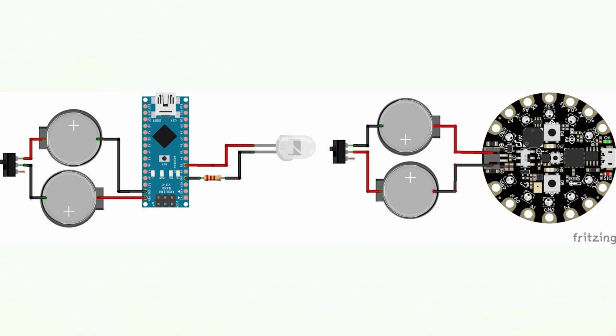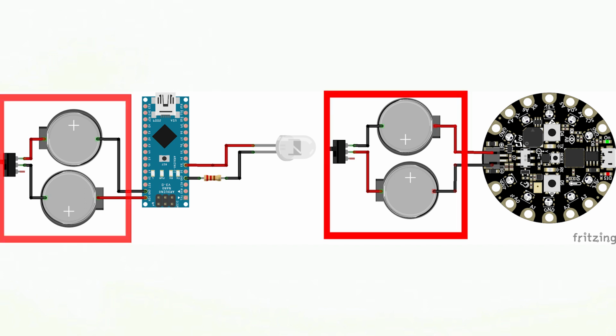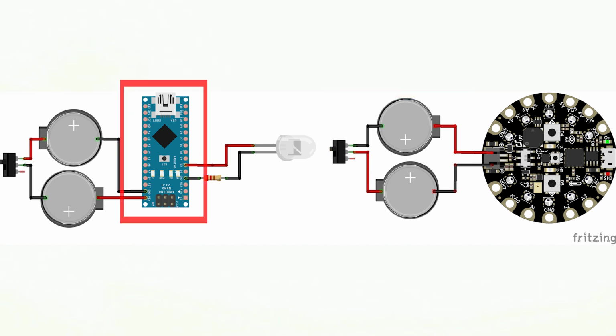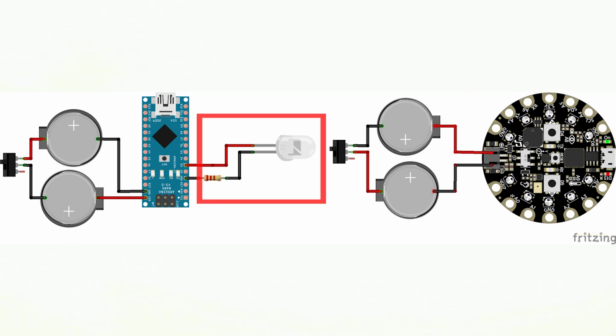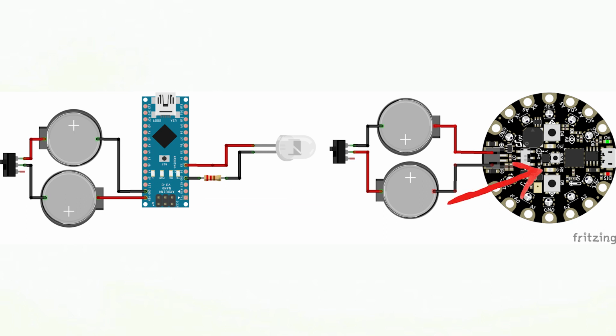These are the diagrams for the emitter and the receiver. They both use two coin cell batteries to produce about 6.3 volts. The emitter uses an Arduino Nano microcontroller and the receiver uses a Circuit Playground Express. Finally, the emitter uses an infrared LED which shoots the invisible laser, while the receiver has an infrared receiver installed as well as multiple RGB LEDs.